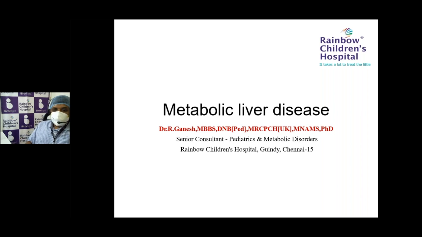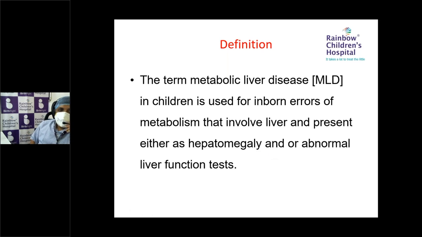Metabolic liver disease. So metabolic liver disease in children is used for inborn errors of metabolism that involve the liver and present either as hepatomegaly and/or abnormal liver function tests. Basically, what does this convey? This is nothing but a group of inborn errors of metabolism which involve the liver, and they manifest either as organomegaly, either hepatomegaly or splenomegaly, or this may produce a disturbance in the liver function that is manifested by elevated serum transaminases, prolonged prothrombin time, low albumin, etc.